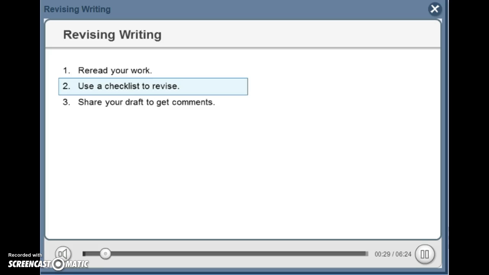Many writers use a checklist to help revise. Checklists tell writers what to look for so they can spot the problems. Sometimes the checklist will be given to you. If you do not receive a checklist, you can make one for yourself.